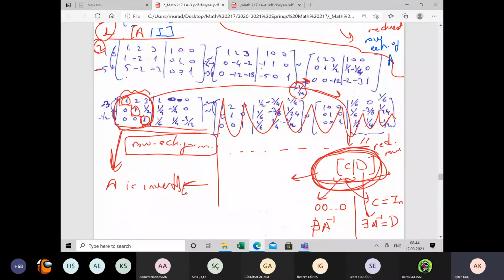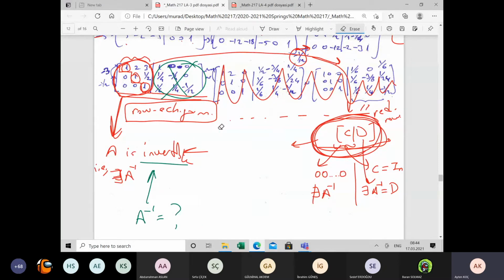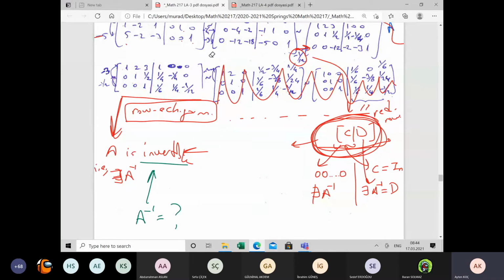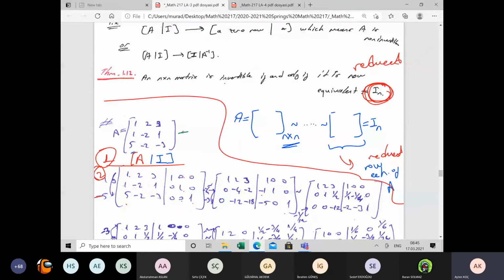In this step, use a different color. So the next question: if our matrix is invertible, what is the inverse? It is not possible to get the inverse here. This one is not the inverse, so you have to apply the same operations here to get the inverse matrix. Our aim here is to check whether our matrix is invertible or not, and if it exists, what is the inverse?